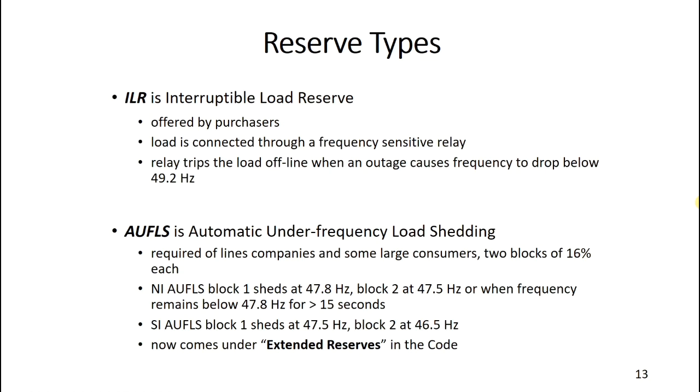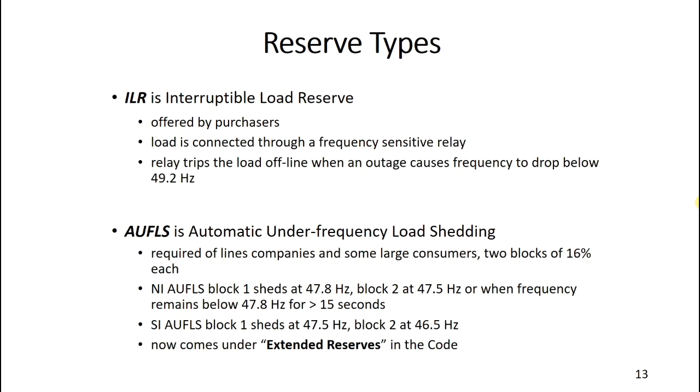Now in the North Island, block 1 sheds at 47.8 Hz and block 2 at 47.5 Hz, or when the frequency remains below 47.8 Hz for greater than 15 seconds. Hydro generators tend to be more tolerant of frequency changes. So in the South Island, block 1 sheds at a lower value, 47.5 Hz, and block 2 at 46.5 Hz.